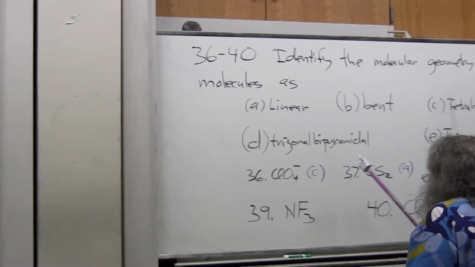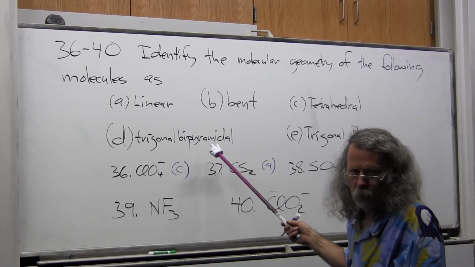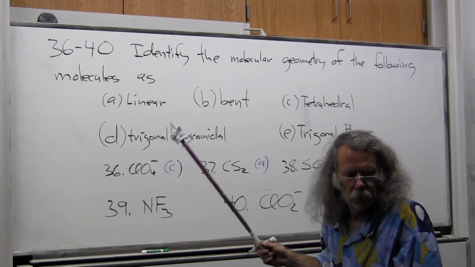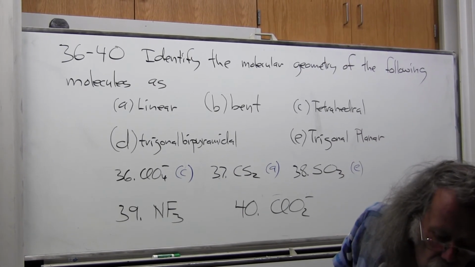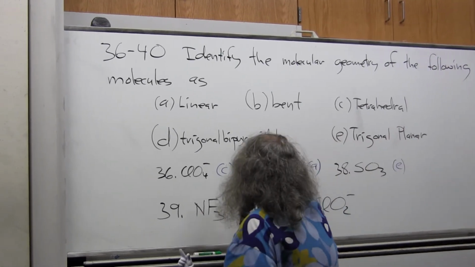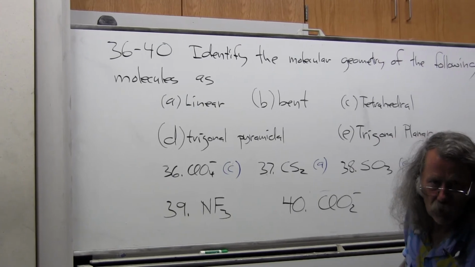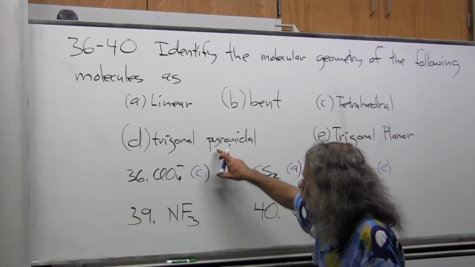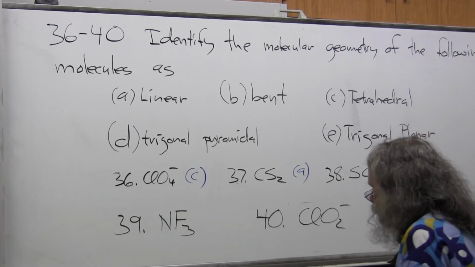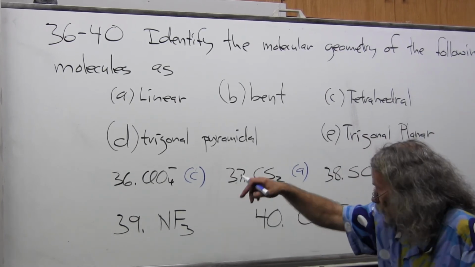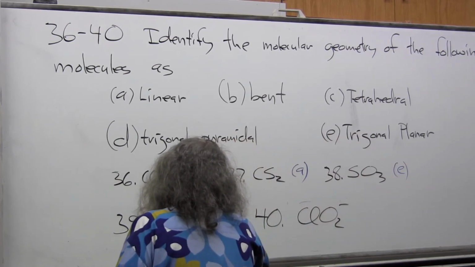This would be trigonal bipyramidal. Is it trigonal bipyramidal or trigonal pyramidal? Oh, it's trigonal pyramidal. My bad, I copied that wrong. Option D is trigonal pyramidal. It is an option. It was not a typo on the test. It was a typo on my copying. So this is a trigonal pyramidal structure, which is option D.